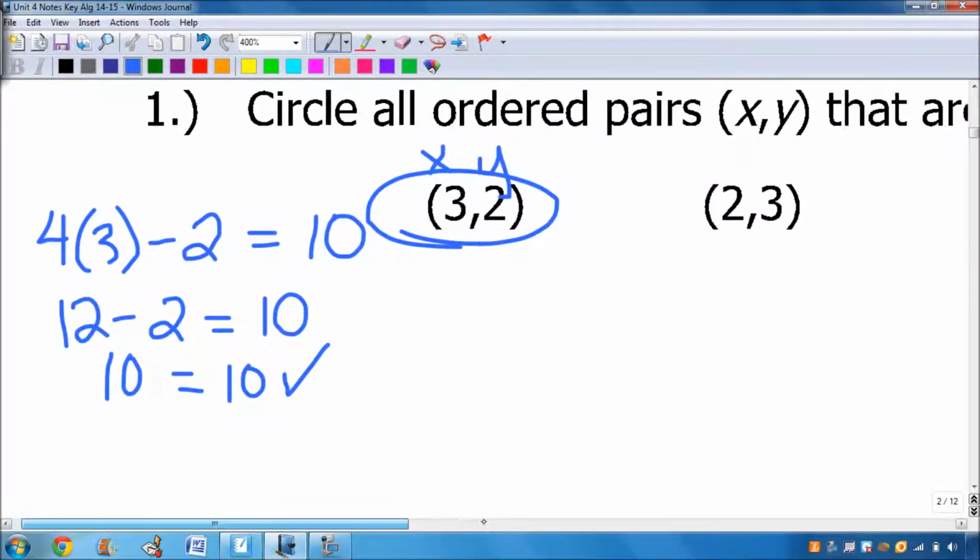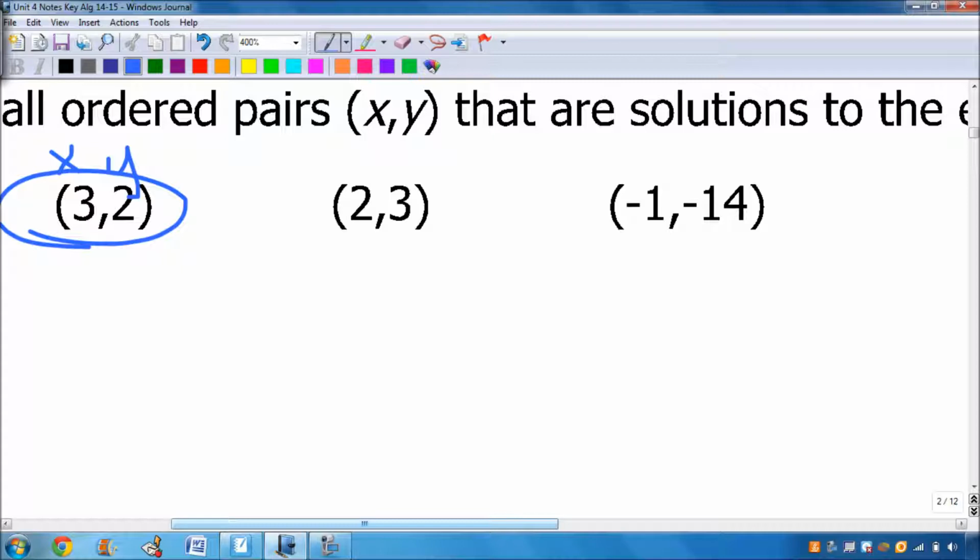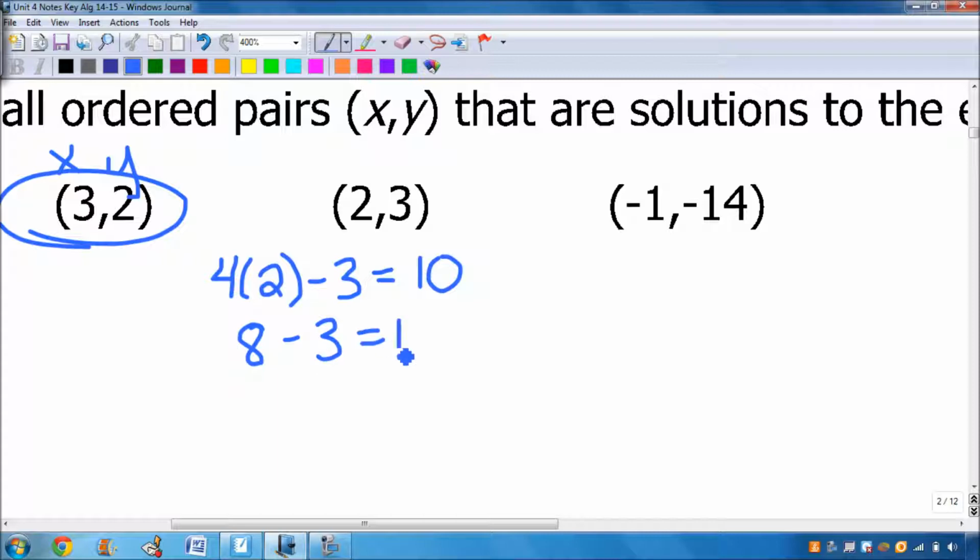The next one, (2, 3). Let's see if that one's going to work. So I'm going to say 4 times 2 minus 3 equals 10. 4 times 2 is 8. 8 minus 3 is 5. And then I end up getting 5 equals 10, which is not true, so this is not a solution.